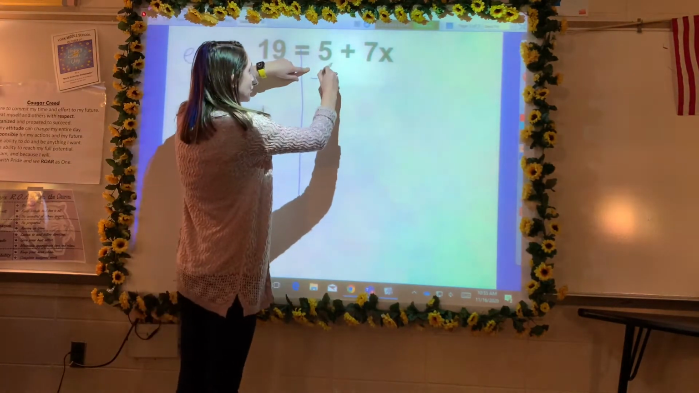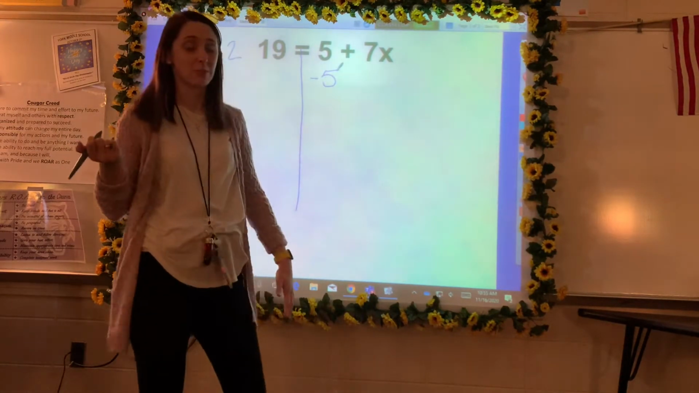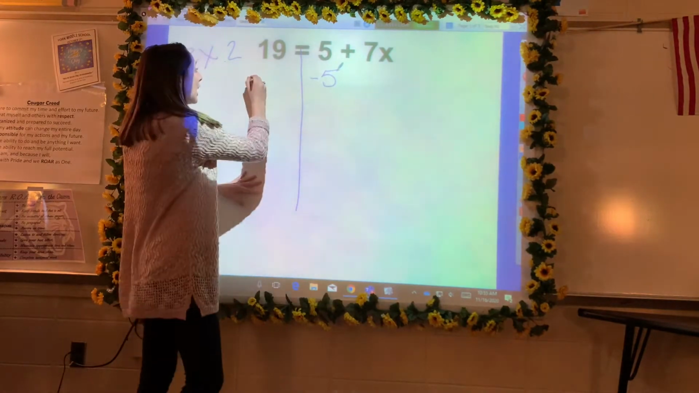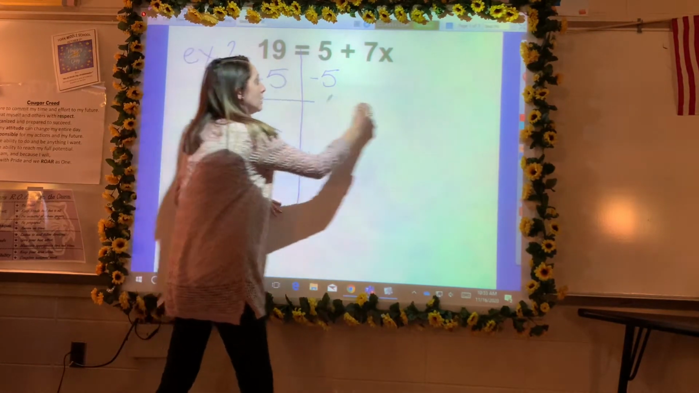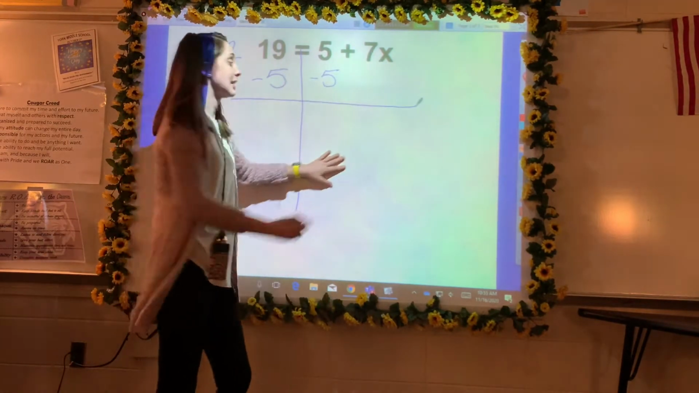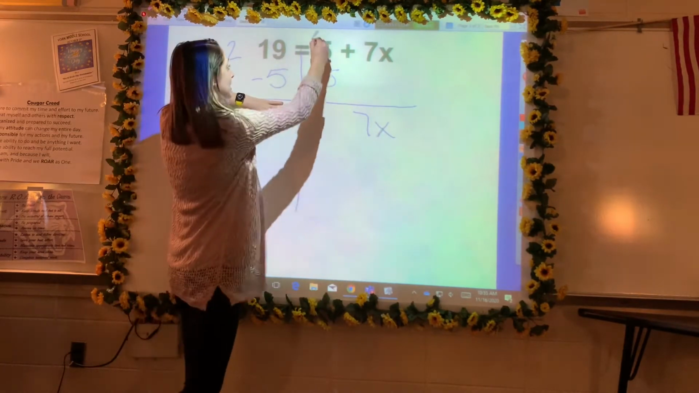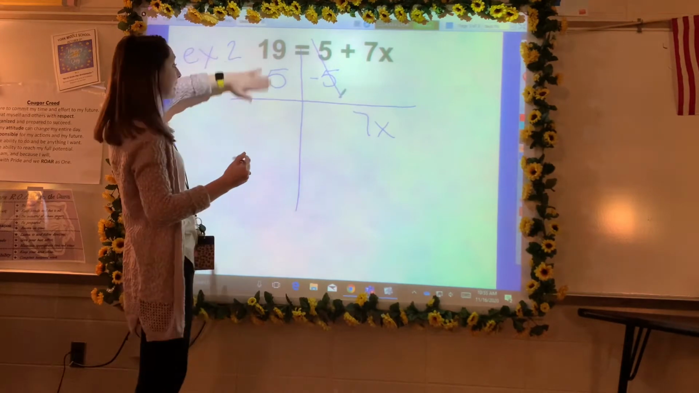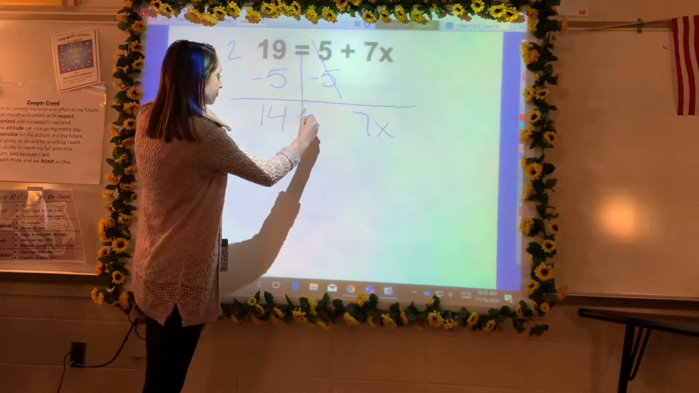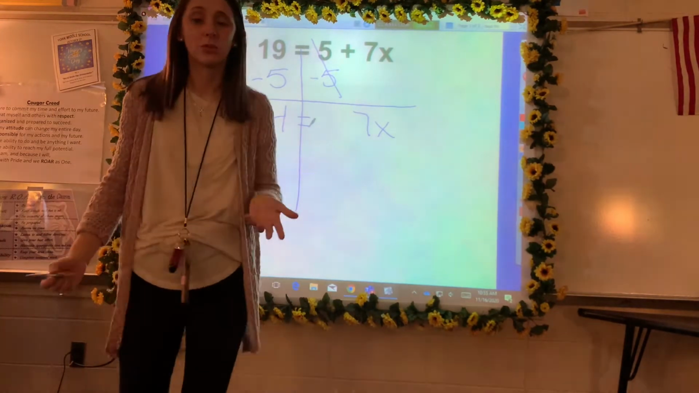So we are going to subtract 5 because that is the inverse operation. And if we do it to the right, we have to do it to the left. So nothing affects that 7x, it comes down. A positive 5 and a negative 5 zero out. And then 19 minus 5 gives us 14. We're then left with 14 equals 7x.